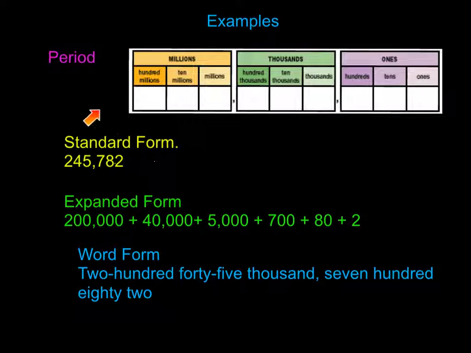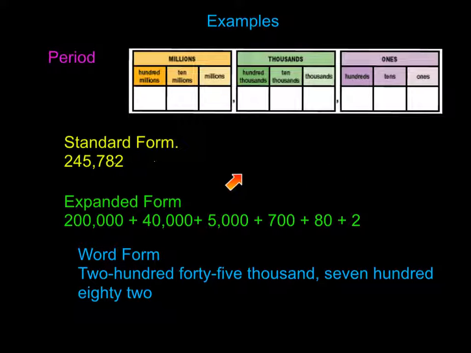Some examples of these are, for instance, our period. We have our ones period, which is the far right of the chart. We have our ones, our tens, and our hundreds. And if you notice, the ones period begins with the ones column. Same thing with our thousands period. Our thousands period begins with the thousands column. And then we have the 10,000s, and then we have the 100,000s. Our millions period begins with the millions column, goes to 10 millions and 100 millions.